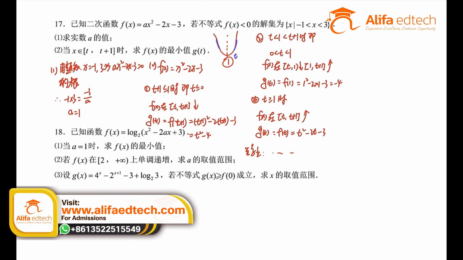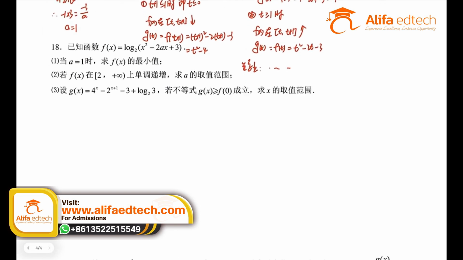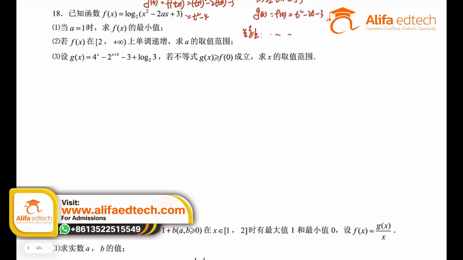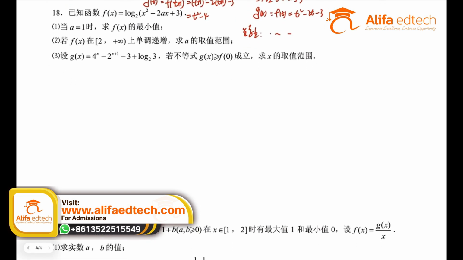Okay, then let's look at question 18. Well, question 18 has what we call a composite logarithmic function, and we have a composite of what we call an exponential function. So it's a double composite function to test us. Okay, first, we are given an f of x, which is a composite of a logarithm and a quadratic, log base 2 of x squared minus 2ax plus 3. First, when a is equal to 1, we need to find the minimum value of f of x. This one is a bit of a giveaway.